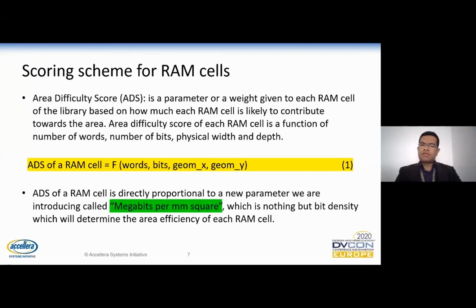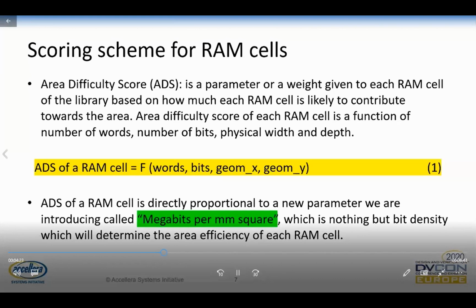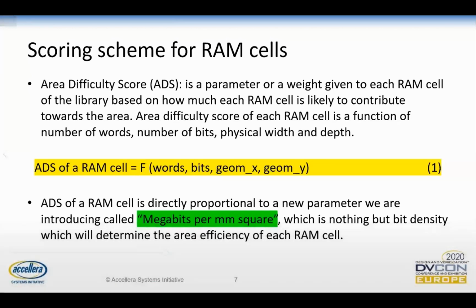So what is the scoring scheme for RAM cells? Let me introduce something called Area Difficulty Score, ADS, for a RAM cell. Now it is a parameter or simply a weight given to each RAM cell of the library based on how much each RAM cell is likely to contribute towards the area. Area difficulty score of each RAM cell is thereby a function of number of words, number of bits, its physical area or physical width into depth. Mathematically, we can represent the same as a function of words, bits, geometry x and geometry y, as shown in equation 1.